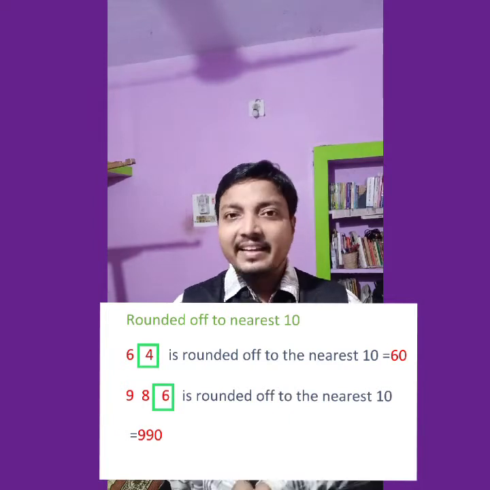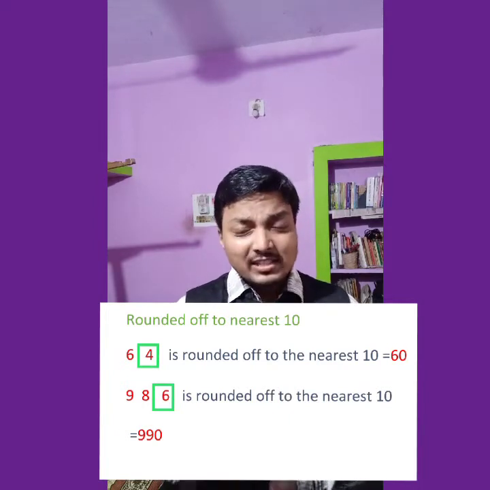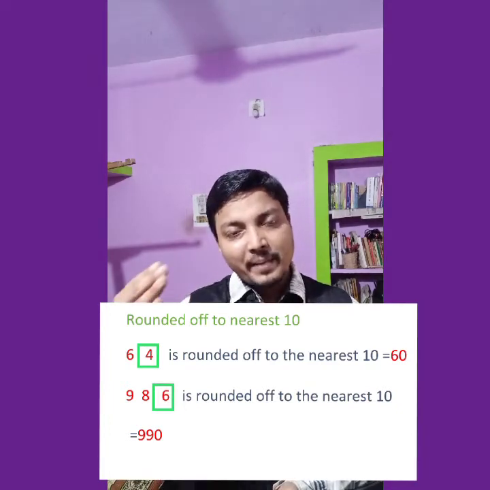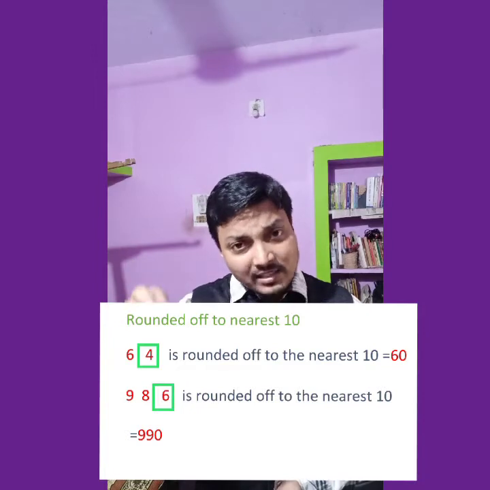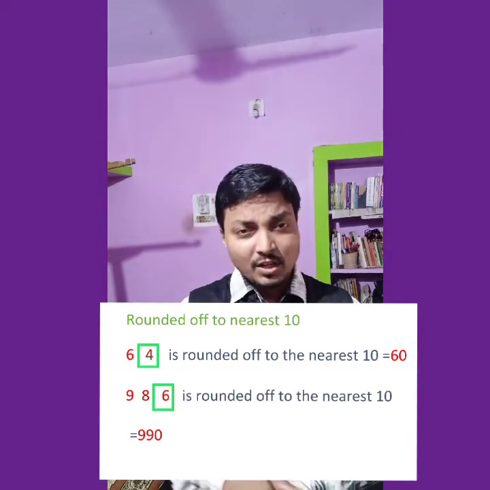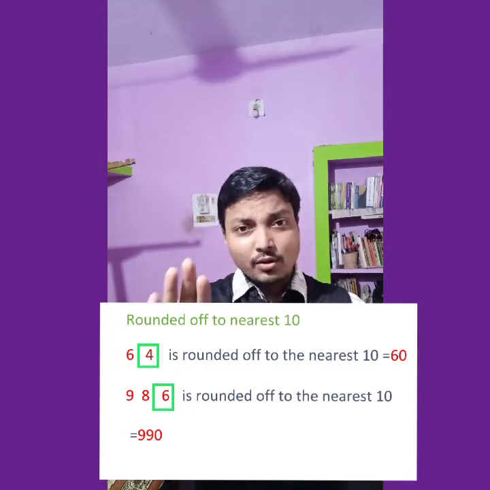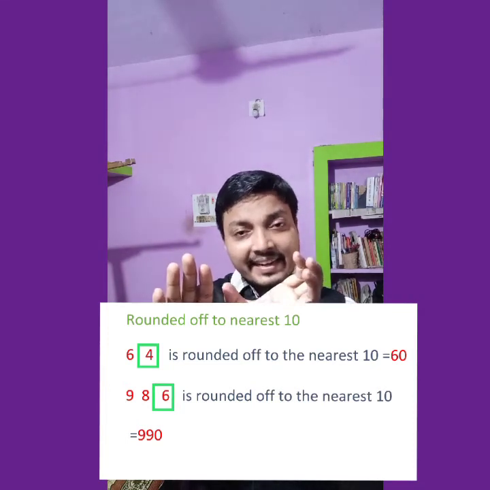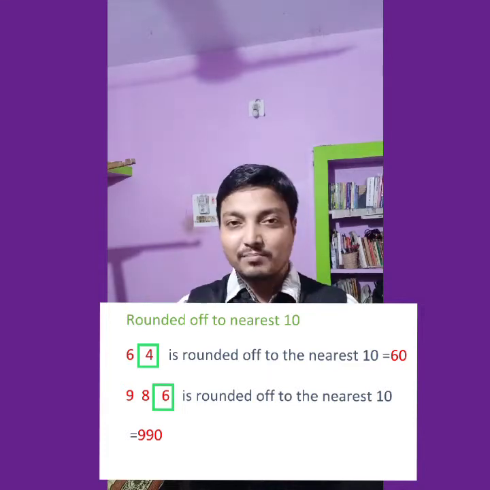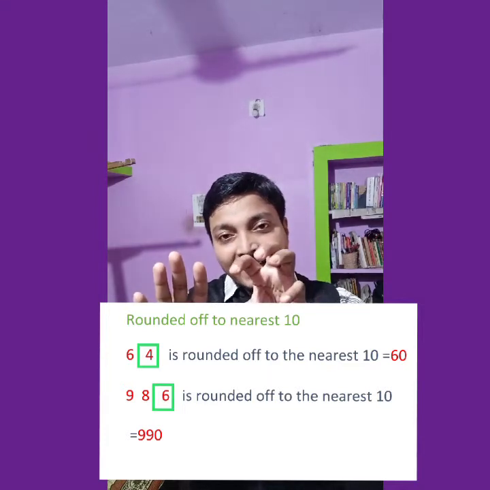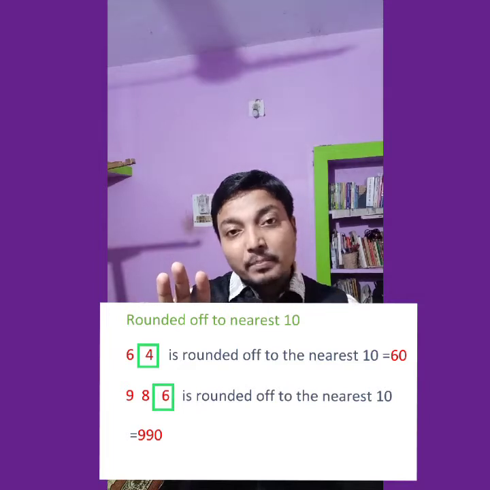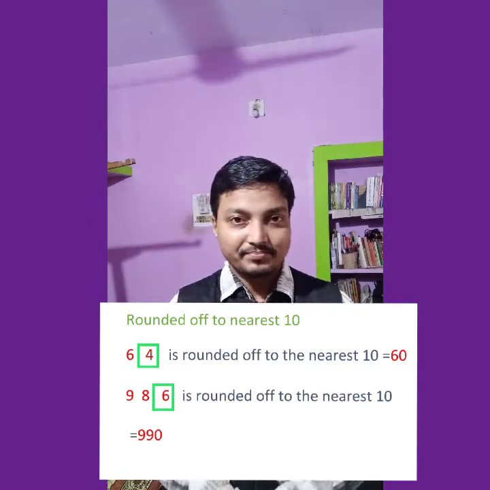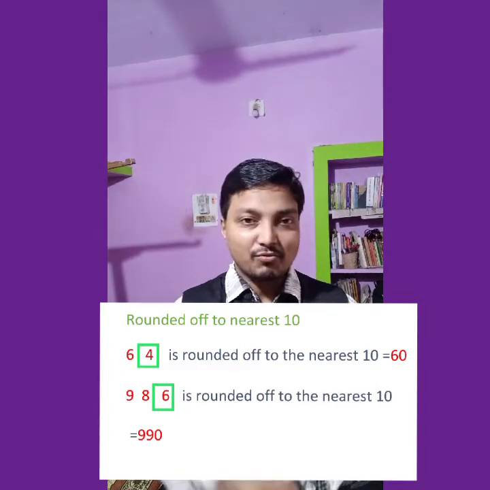Ready? Another thing to remember: if the ones place is 5 or more than 5, then the ones place is replaced by 0, but the remaining left side digits should be replaced by the next number. For example, if the remaining digits are 51, it will be replaced by 52. If it is 6, it should be replaced by 7.